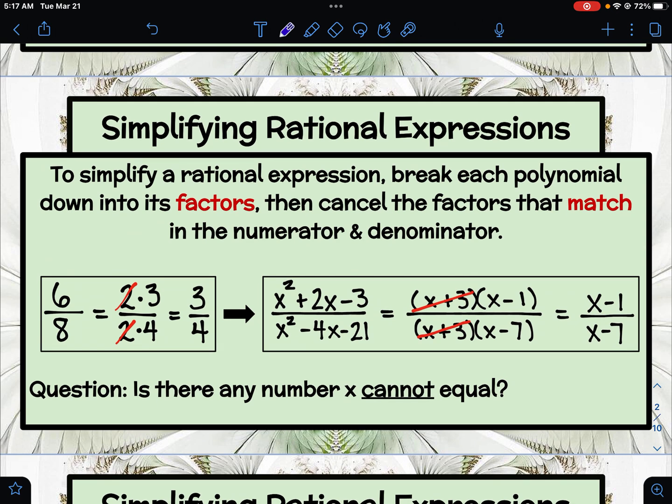So simplifying rational expressions, it's not too difficult. To simplify a rational expression, you're going to break each polynomial down into its factors, then cancel the factors that match in the numerator and the denominator. So remember, anything divided by itself is 1. And when we multiply by 1, that's the multiplicative identity. So it kind of just mushes in with everything.